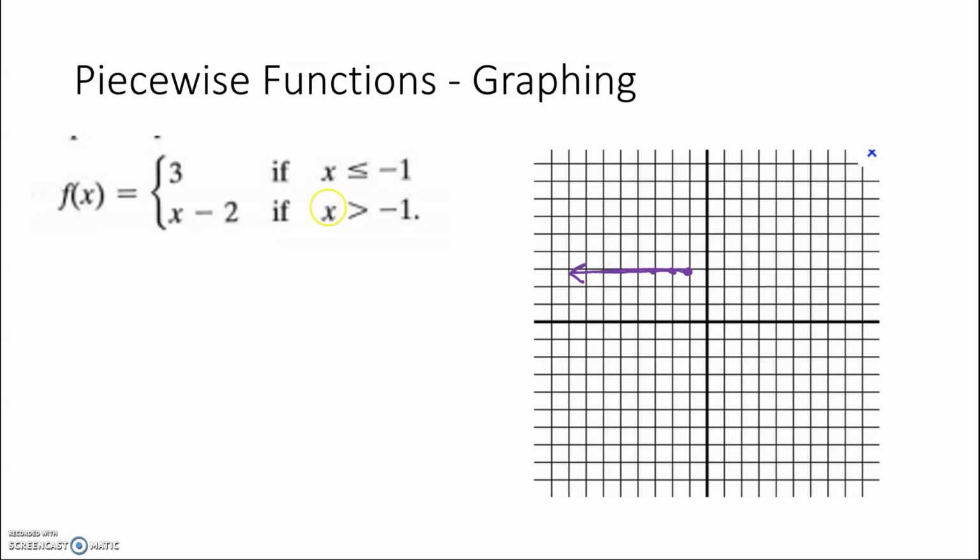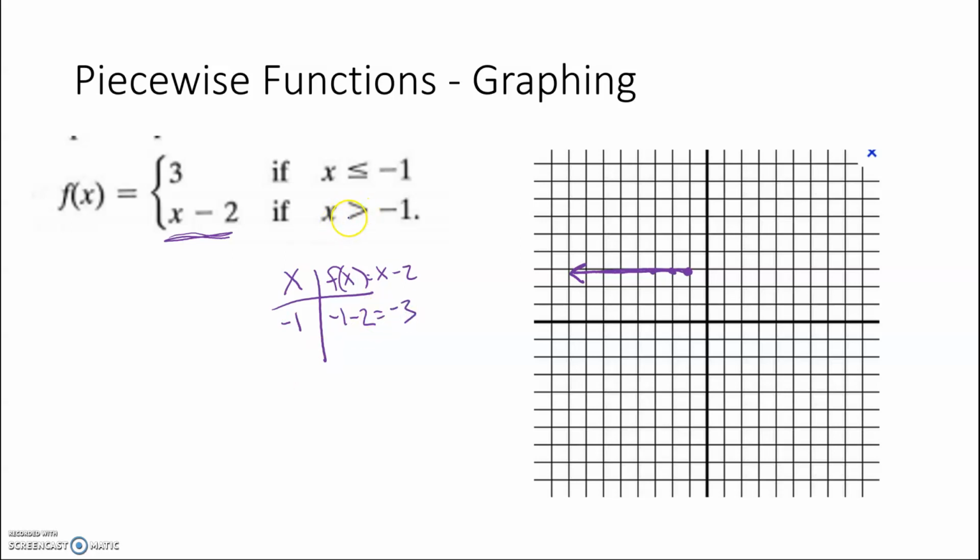Now this one is if x is greater than -1, then y is x minus 2. So we actually have to plug that in. We're going to go ahead and plug in -1 first. Remember this is x minus 2. So if x is -1, then -1 minus 2 gets me -3.